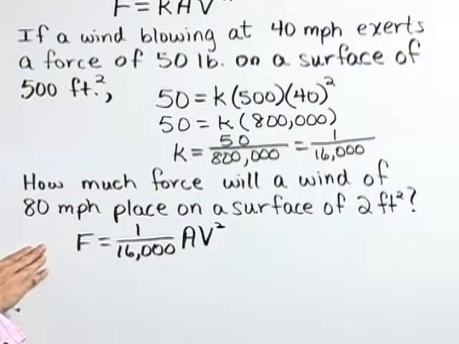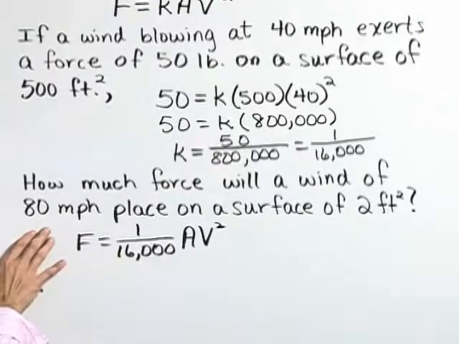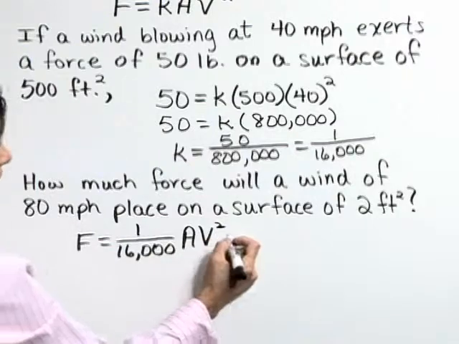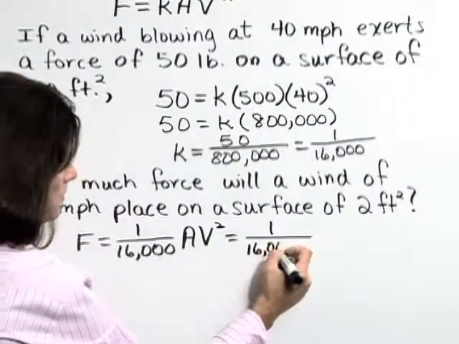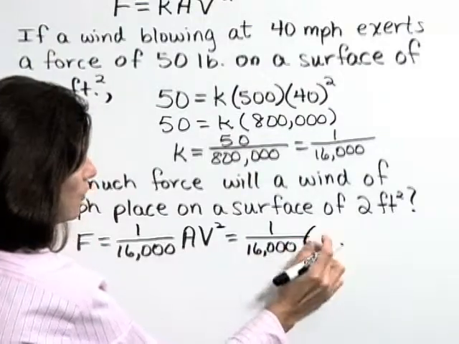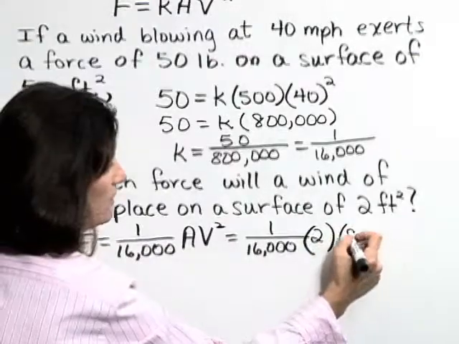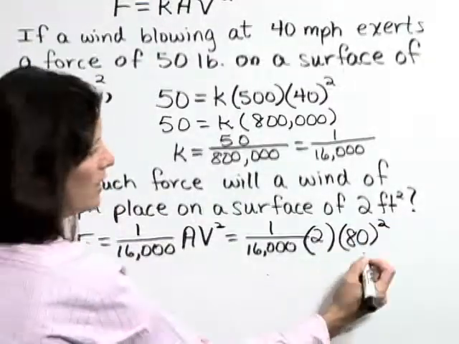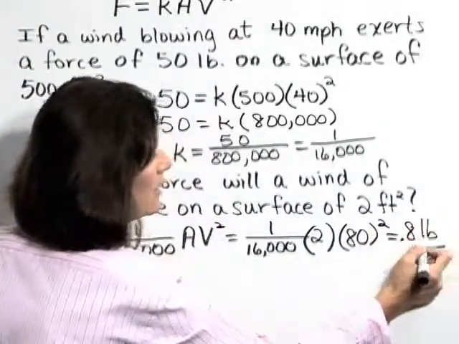Now to answer our question, how much force will a wind of 80 miles per hour place on a surface of 2 square feet? In this formula, let's substitute 2 in for the area and 80 for the velocity. So that force then is equal to 0.8 pounds.